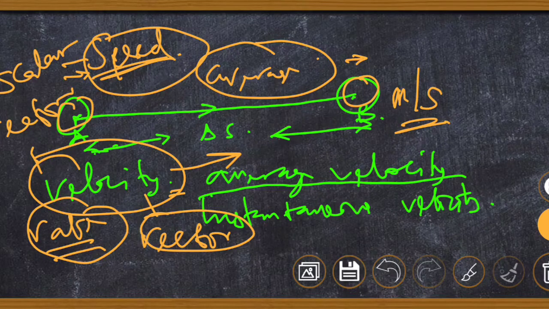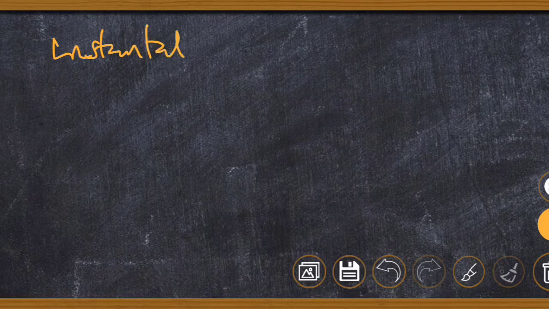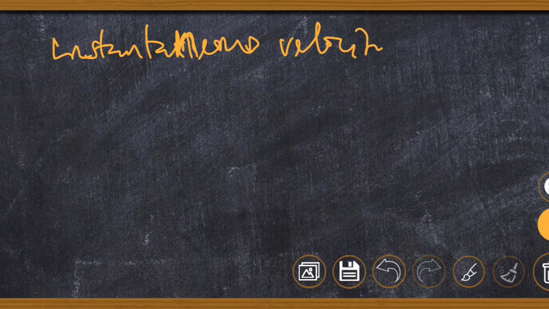Now, what about instantaneous? Talking about instantaneous velocity altogether, what do you mean by instantaneous velocity? Now, let's go back to our initial example of the speedometer of a car. Do you know that the speedometer of a car measures the speed at every instant of time?